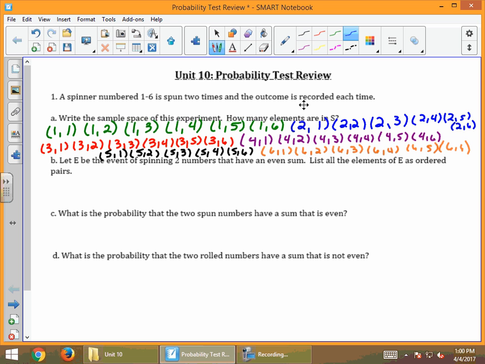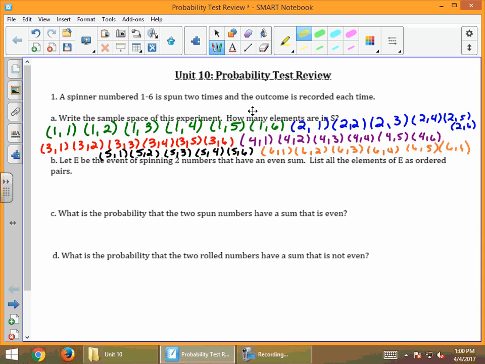So B says, let E be the event of spinning 2 numbers that have an even sum. List all the elements of E as ordered pairs. So just like we did in A. So what you have to do here is go back to your sample space and circle or highlight all the outcomes that fit that description. The 2 numbers add to an even. I'm going to highlight. You can circle or highlight as well.